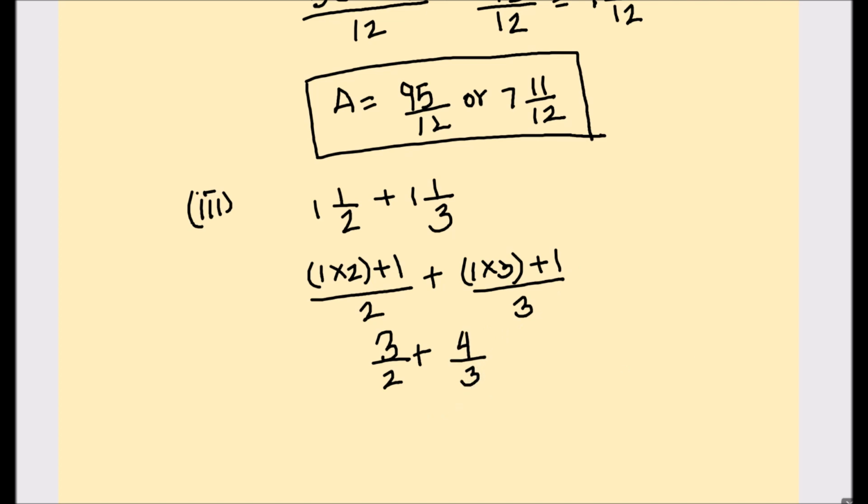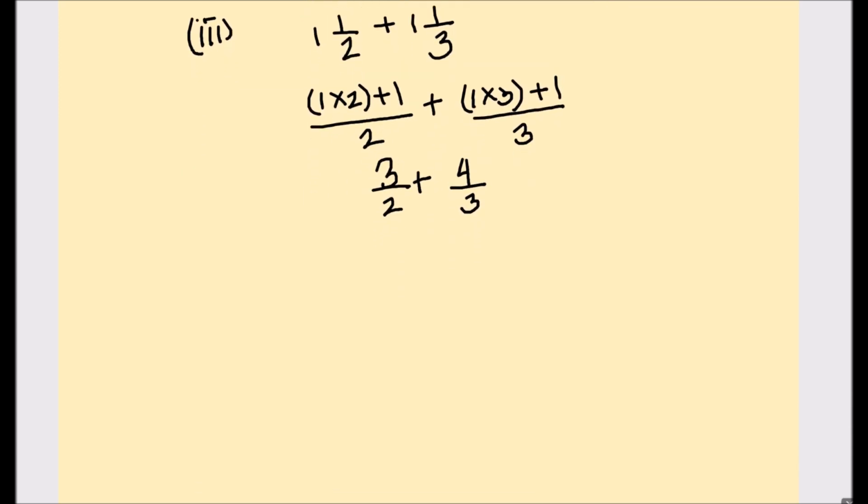Next step is to add the two fractions. Here the two fractions are unlike fractions. So we are going to find the LCM. LCM of 2 and 3 is 6. So let's make the denominator of both these fractions equal to 6. This is going to be 3 by 2. And to make 2 equal to 6, we need to multiply this denominator by 3. So we are going to multiply the numerator 3 by 3 as well. That's 3 times 3 divided by 2 times 3.